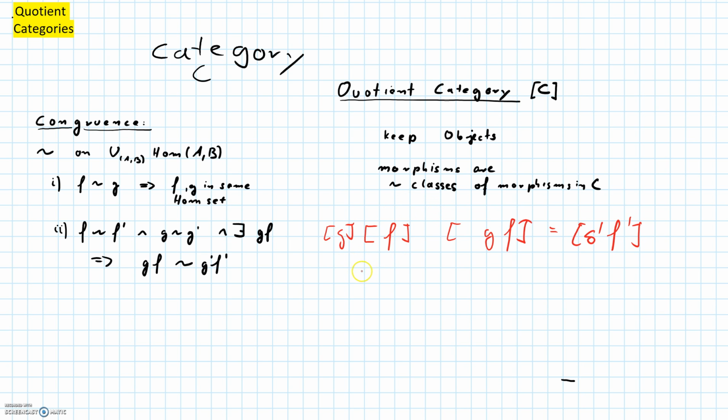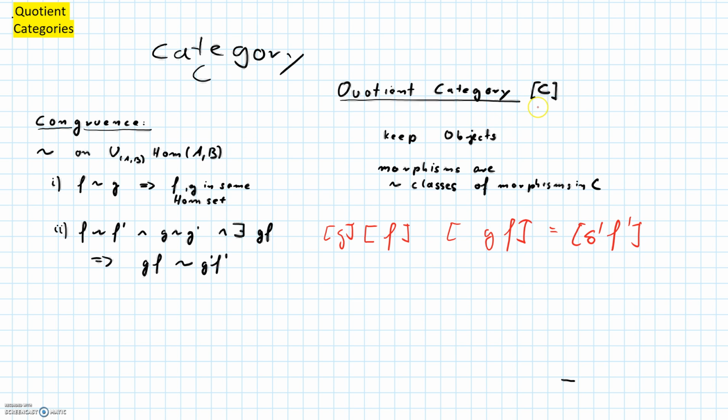Of course, you have associativity of the composition because you have it in your category C, and you have identity elements because you have it in your category C, and nothing happens to them. So this is, in brief, the definition of a quotient category.